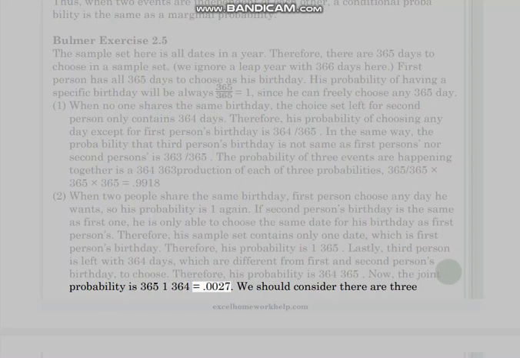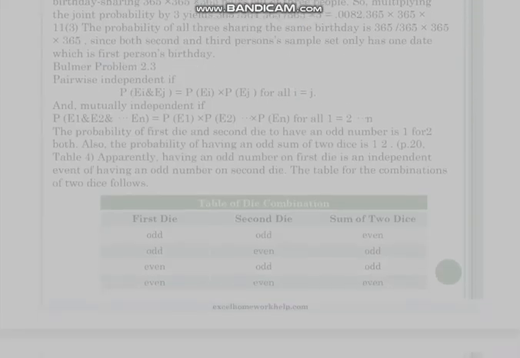Now, the joint probability is 365/365 times 1/365 times 364/365, which equals 0.0027. We should consider there are three birthday-sharing pairs out of 3 people. So, multiplying the joint probability by 3 yields 365 times 1 times 364 over 365 cubed, times 3, which equals 0.0082.